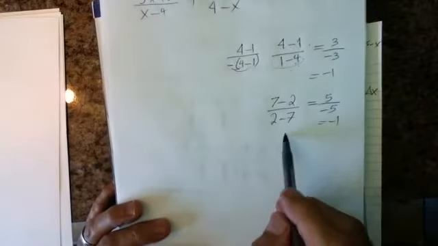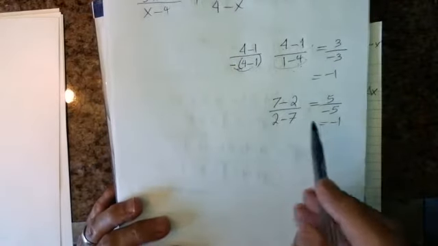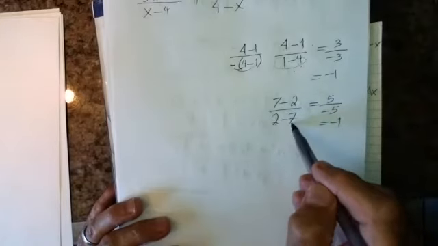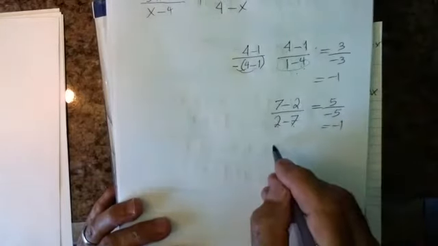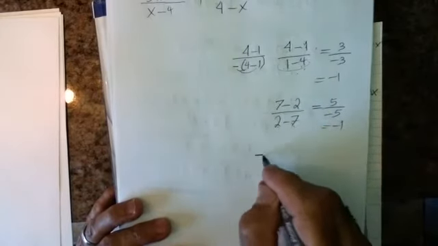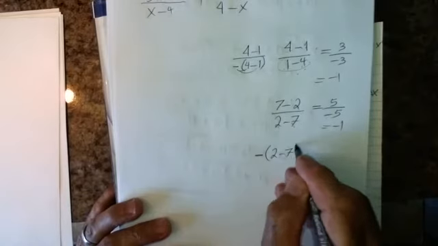So here, look, 7 minus 2, 2 minus 7. Negative 2, positive 2, positive 7, negative 7. What's the difference between these two? I can take 7 minus 2 and write it as minus 2 minus 7.